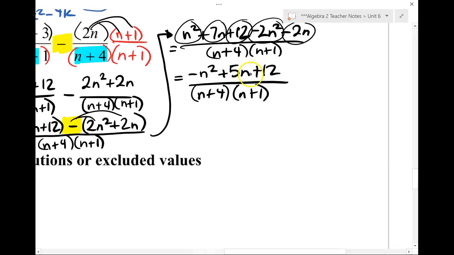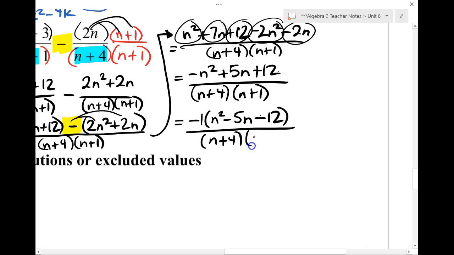I could try to factor this numerator. So let's try that out. In order to factor that, I'm actually going to have to get rid of this negative, because when you factor, you can't have a negative leading coefficient. So what I'll do is take out that negative. So now I'll just have negative 1 times positive n squared. And then since we're taking out a negative, it changes the sign. So now I have minus 5n and minus 12. And you know what? This might not factor, but I need to try. I need to see if it can.